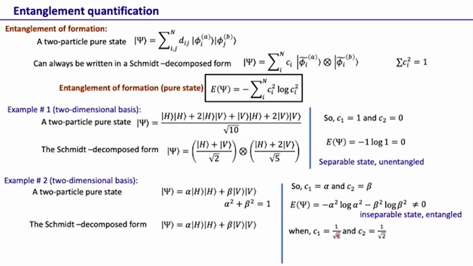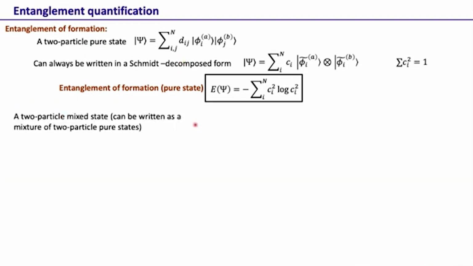When alpha is 1 over root 2 and beta is 1 over root 2, then the entanglement of formation is 1, and that's the maximally entangled pure state of two particles in two dimensions. So that's how we calculate entanglement of formation, although it is definitely defined even for n dimensional states of two particles, not just for the two dimensional case.